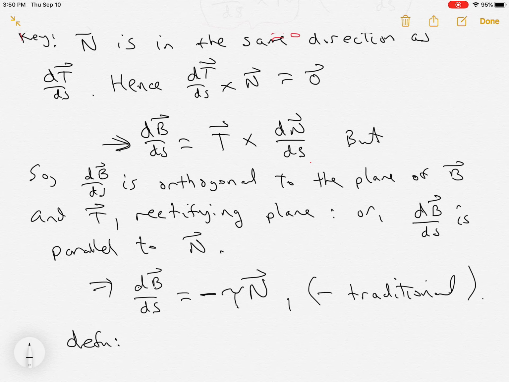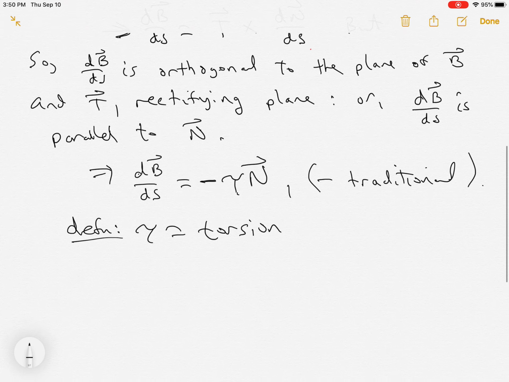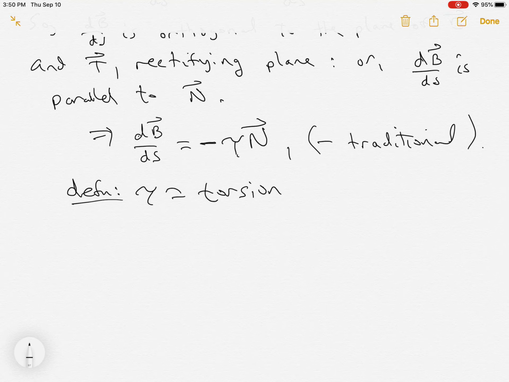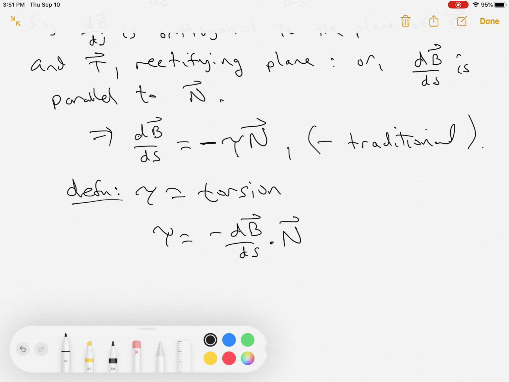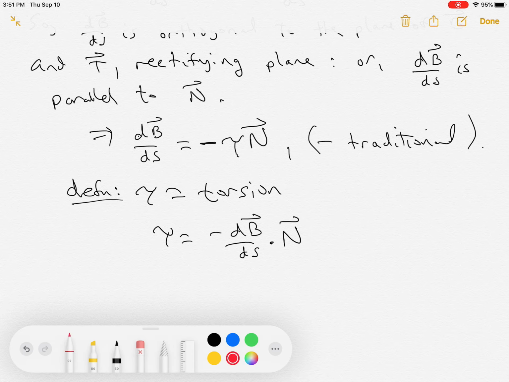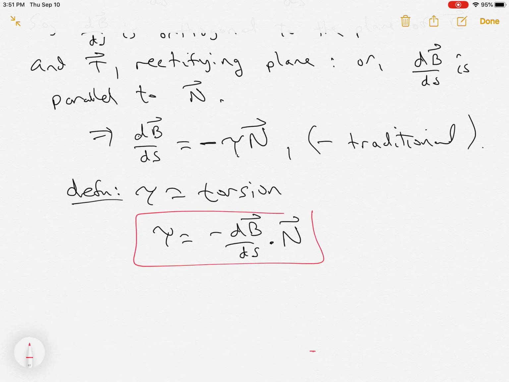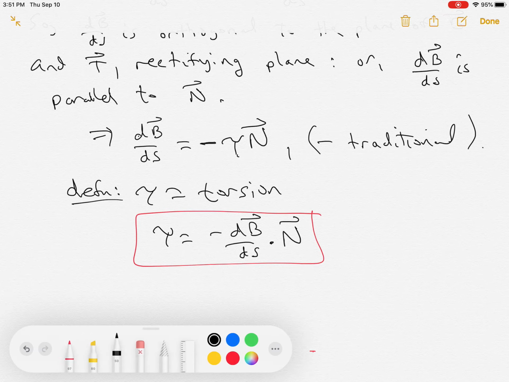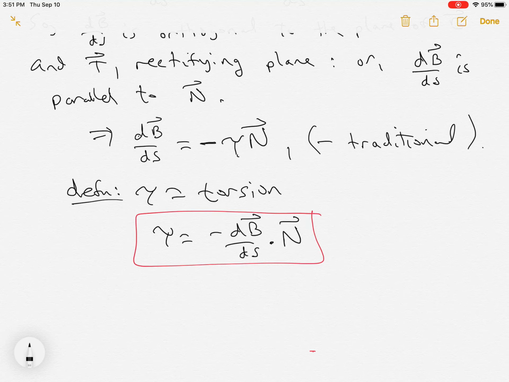And this number, tau, is known as the torsion, which is the amount of twist, right? And so tau is equal to minus dB/ds dotted with N. And this is a dot product. It's a scalar. Okay.